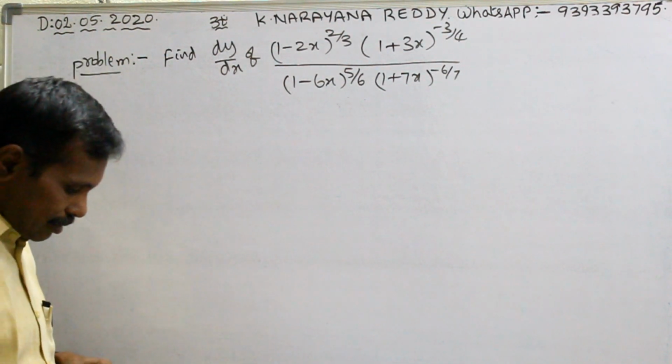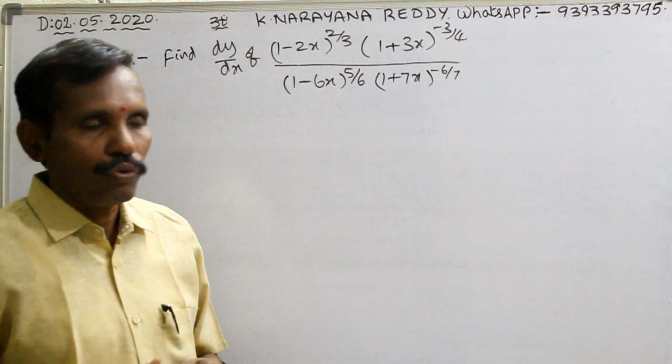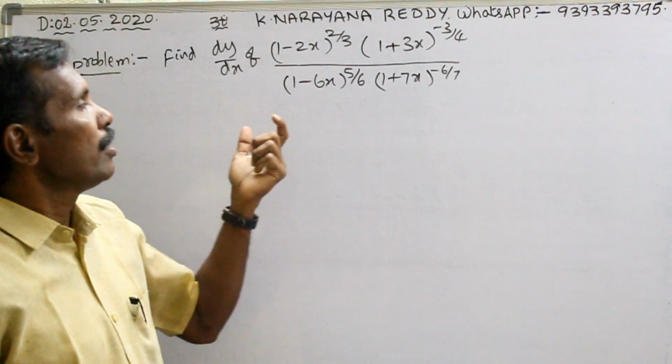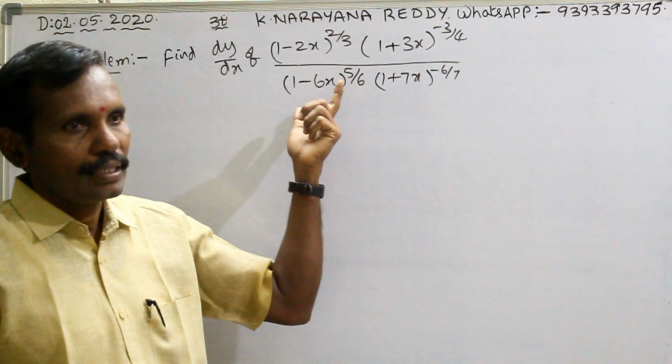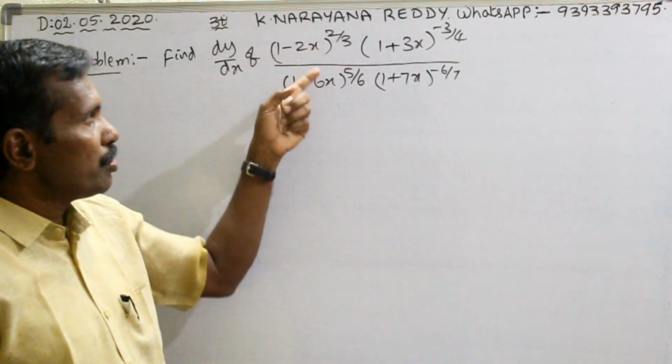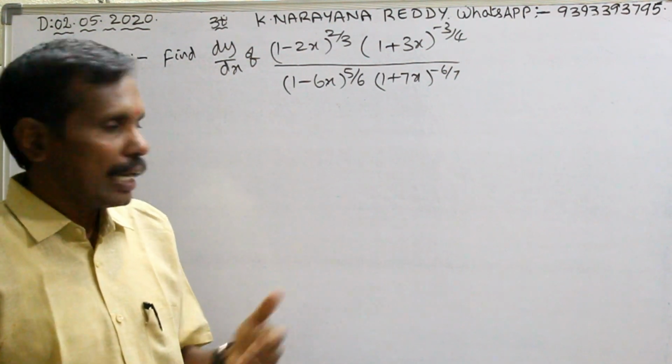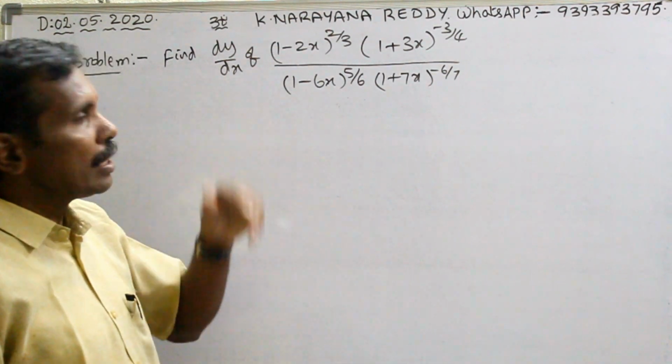This problem can be done in so many ways, but we are using some methods. For example, this can be done in the form of u by v form. Yes, this is u, this is v. But another form was also there, that is logarithm. Okay, I will do it by using logarithm.